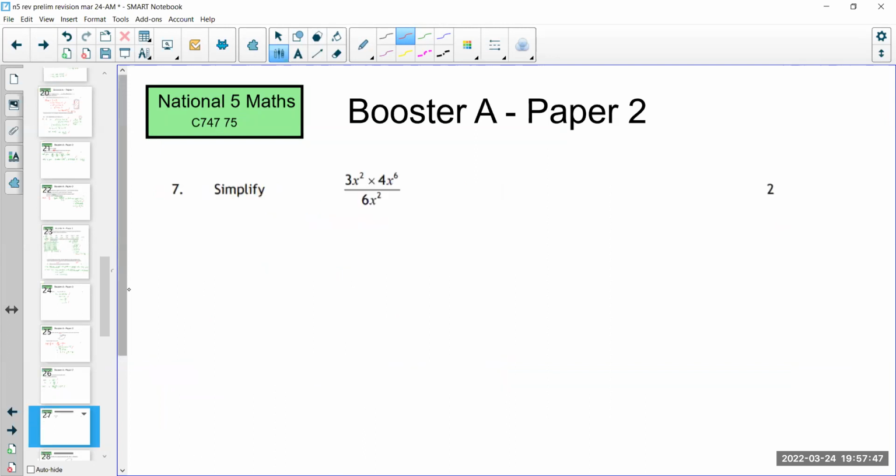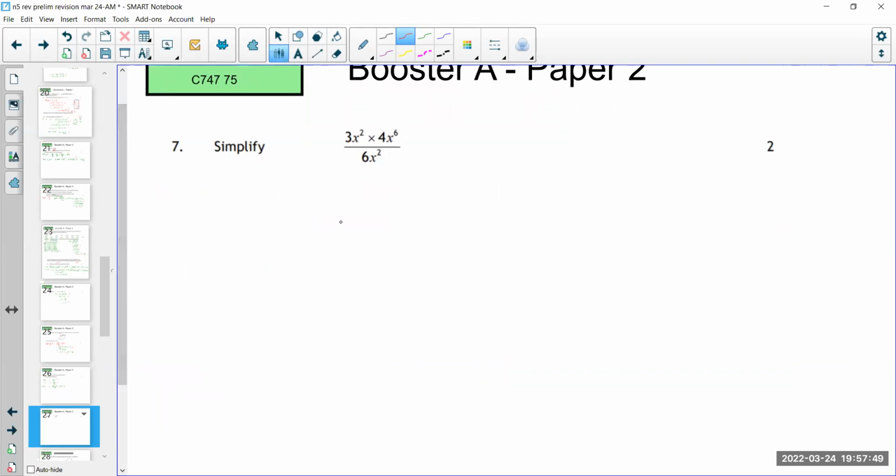Next one, rules of indices. So you deal with the numerator first. So that would be equal to 3 times 4, which is 12, x to the power 6 plus 2, which is 8, over 6x square. So you get a mark for that. Just writing that gives you a mark.